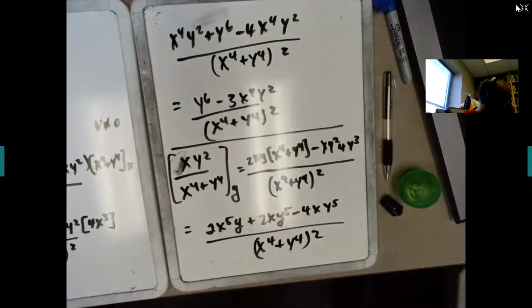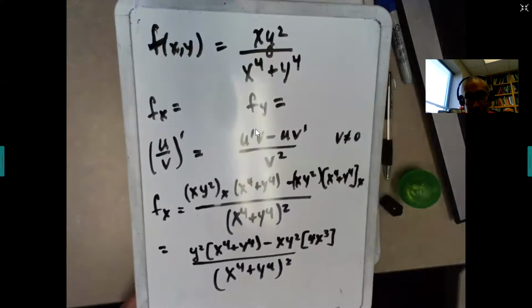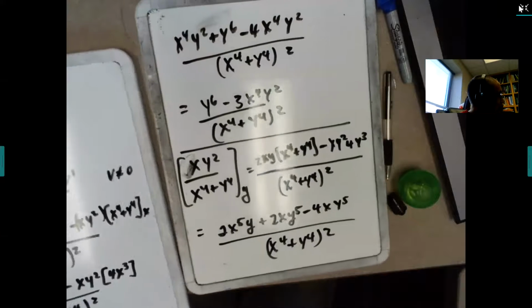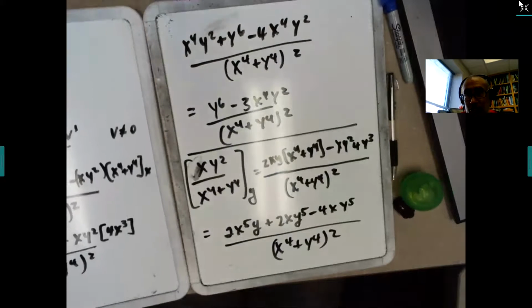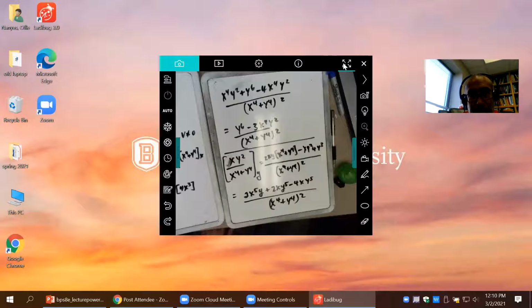But remember the general principle. You have to use the quotient rule, but every time there's a prime here, you differentiate it with respect to the variable of interest. So that does that one. So I'll take a picture of that.